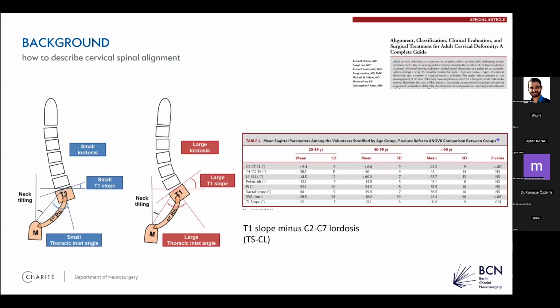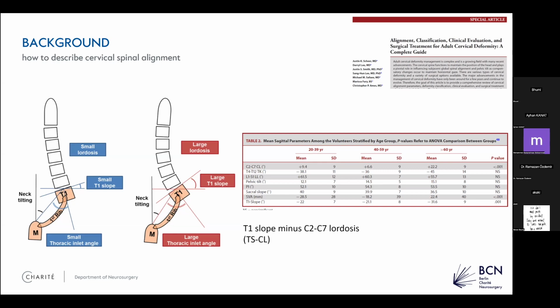The T1 slope might vary under pathological and under physiological situations. A physiological variation of T1 is that T1 might vary depending on the overall alignment of the patient, and I will show you in another slide. If the patient, for example, has a very pronounced lumbar lordosis or has a high Roussouly type due to a high PI, pelvic incidence, then the patient will have a pronounced cervical lordosis with a pronounced T1 slope.